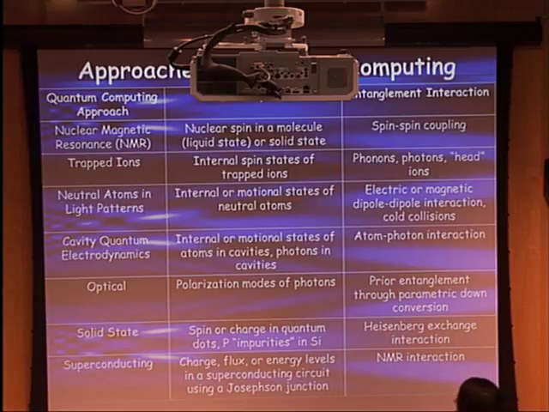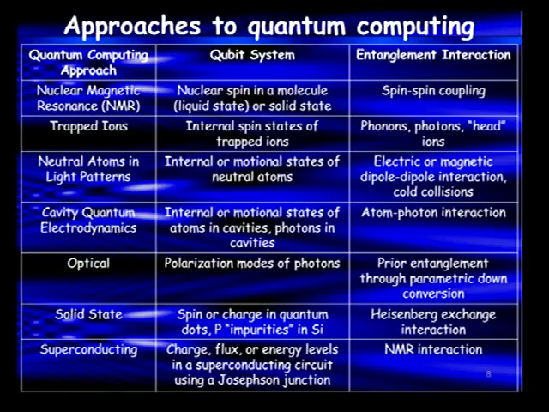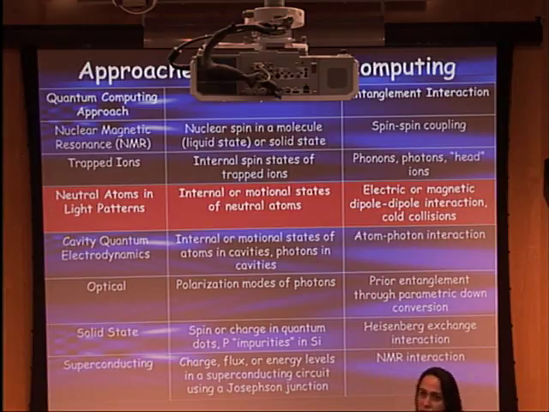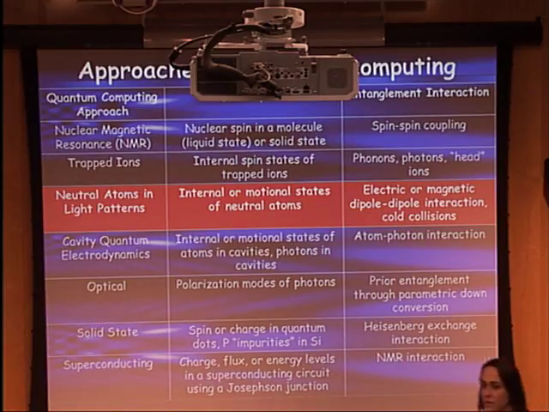So here's a list. It's actually already a little outdated, and it's also not complete, but that's what I could reasonably fit on this slide. Just to make you appreciate just how many very different types of systems people are exploring to try and make a quantum computer. Okay, so I'm going to concentrate today on neutral atoms and light patterns because that's the area that I'm personally working in, but there are many others. In fact, you're going to learn a little bit about ions and doing quantum information with them in the next talk.